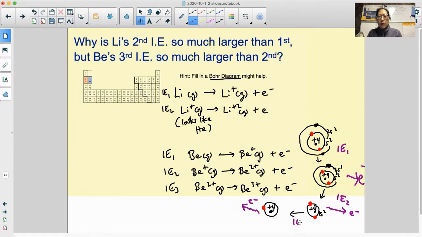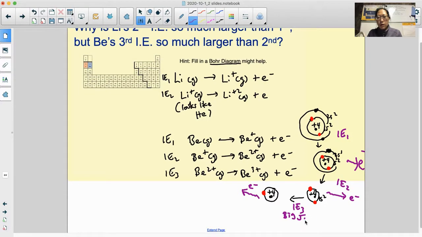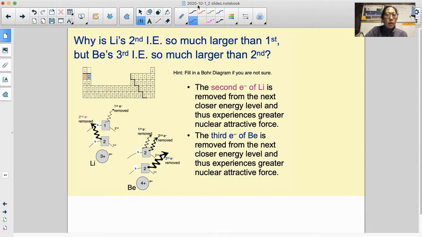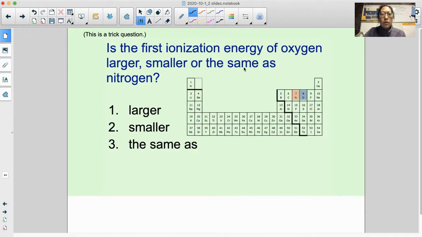Right here, IE3 is a big jump, because we're removing from the core electrons, which feel the full force of the +4 nucleus. So that's why there's that big jump between the second ionization and the third ionization for beryllium. Here's again an explanation for this. Now we go to this example.